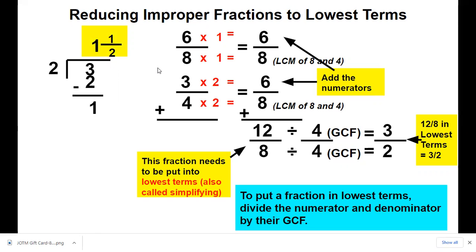So we started out the video with adding fractions that have unlike denominators. Then we added in the part that they could become an improper fraction when they're added. And now we're adding in the fact that they can become not only an improper fraction, but a fraction that needs to be reduced. So let's take a look at another one.